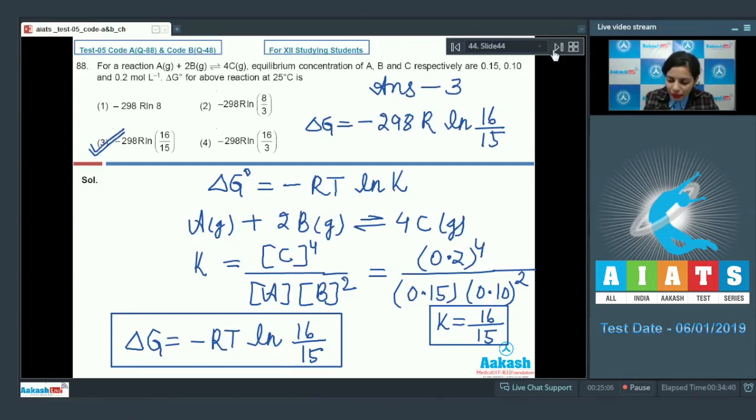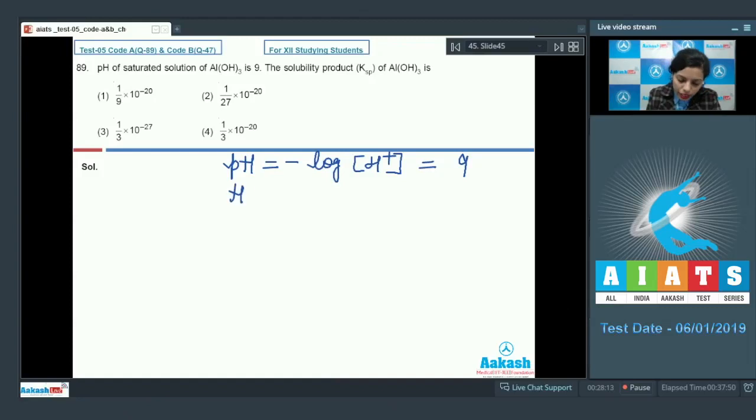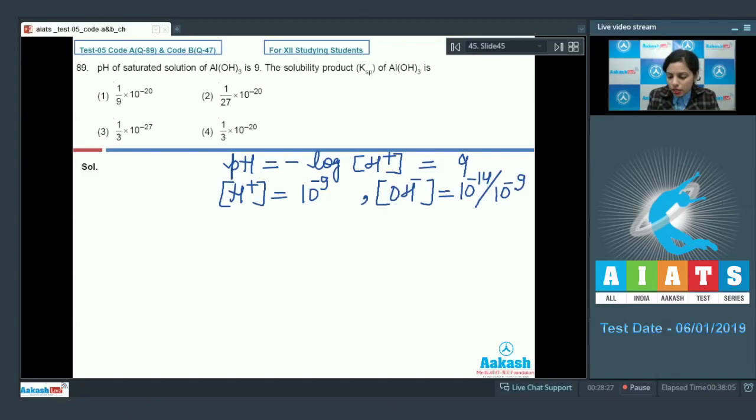Now, after this, let's take question number 89. pH of saturated solution of aluminum hydroxide is 9. The solubility product Ksp of aluminum hydroxide is... As we know that the pH is equal to negative logarithm of H plus ion concentration, and if for this solution the pH value is given, that is 9, so definitely this H plus ion concentration would be 10 raised to the power minus 9. And if it is so, this OH minus ion concentration you can find out, that is equal to 10 raised to the power minus 14 divided by 10 raised to the power minus 9, and it is equal to 10 raised to the power minus 5.